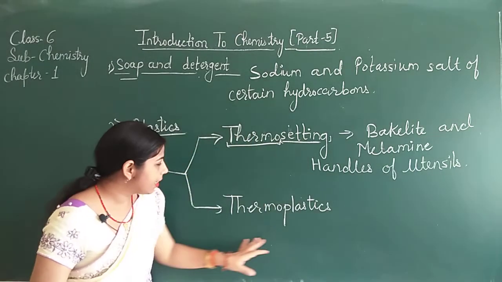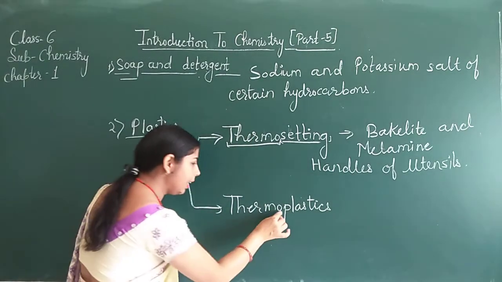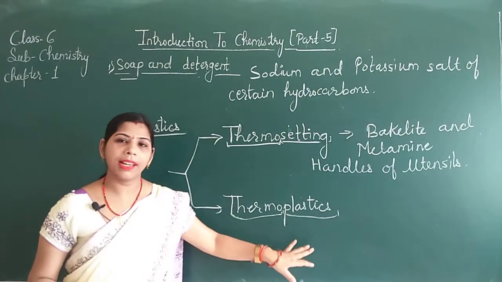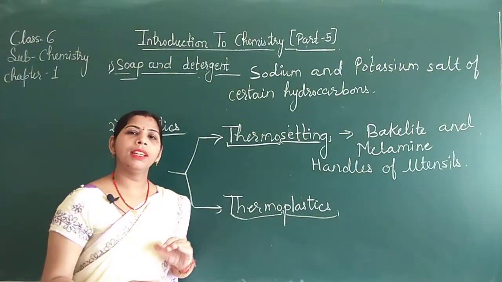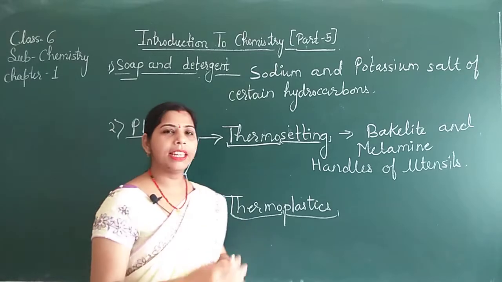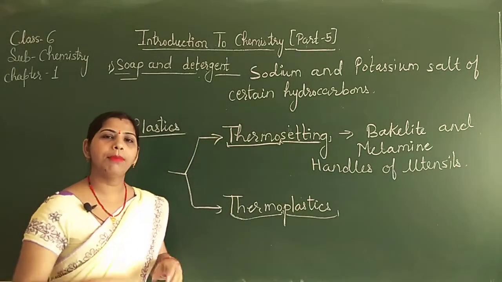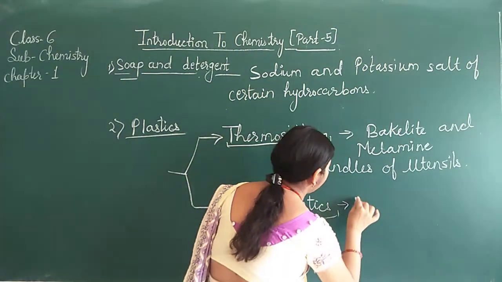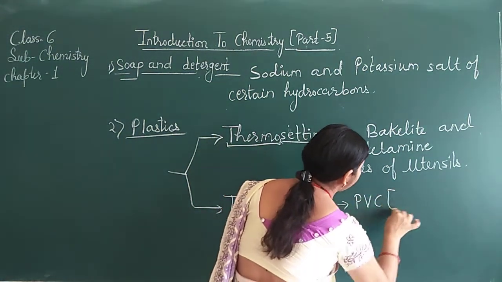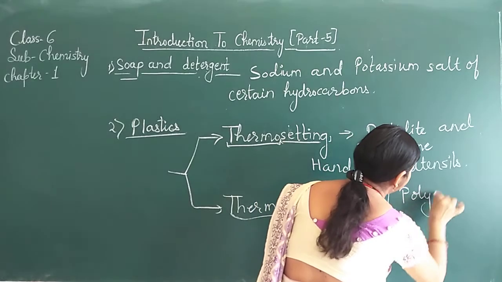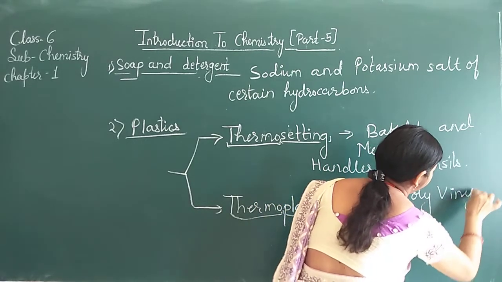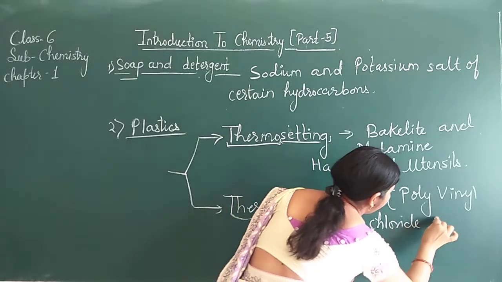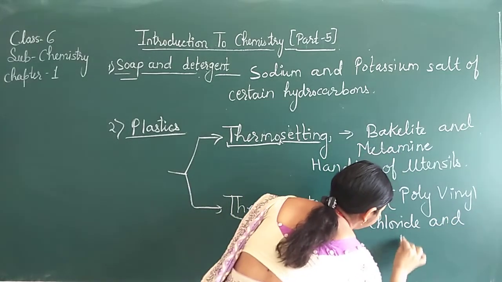Now let's discuss thermoplastic. Here again thermo and plastic, but in this plastic can be remolded after heating. That means after heating, the forms of plastic can be remolded again and again. The common thermoplastics are PVC, which is known as polyvinyl chloride, and polythene.